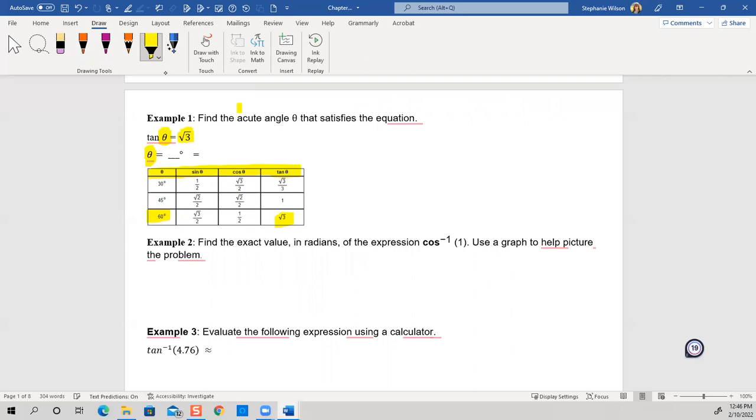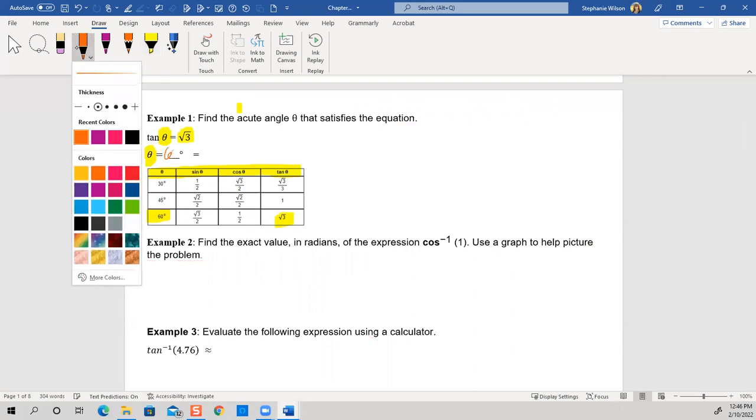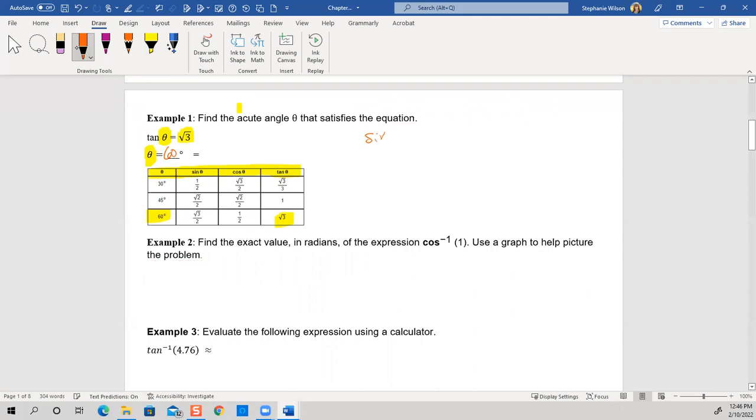Now, mathematically, we can solve this by using the unit circle to check, because remember, tangent is sine over cosine. If we find 60 degrees, we can find the value for sine and the value for cosine, reduce it down, and we get square root of 3. And that's how you can check your work to make sure you're right.